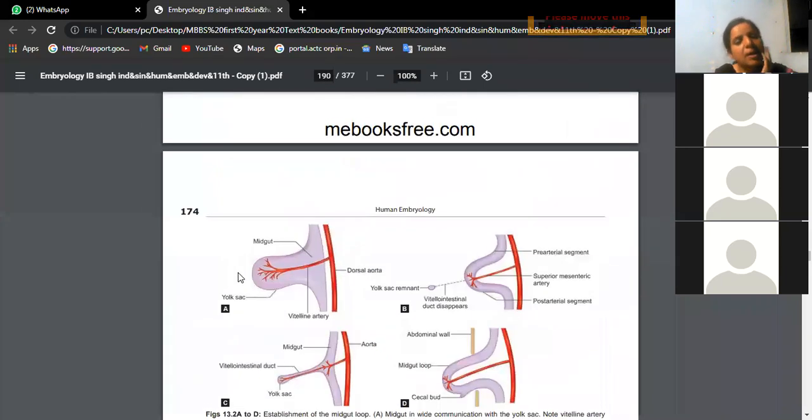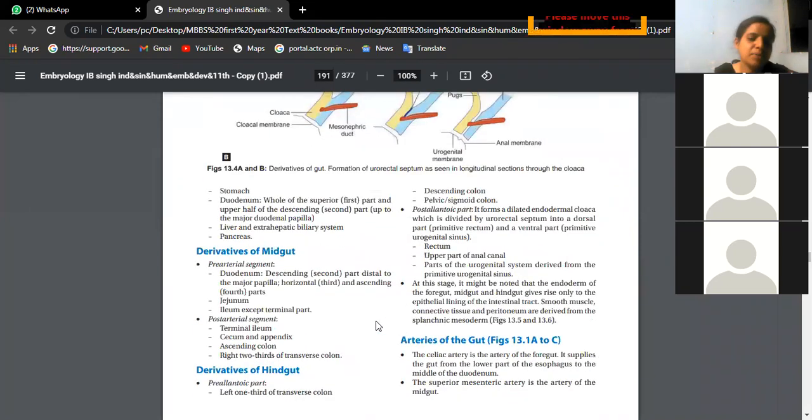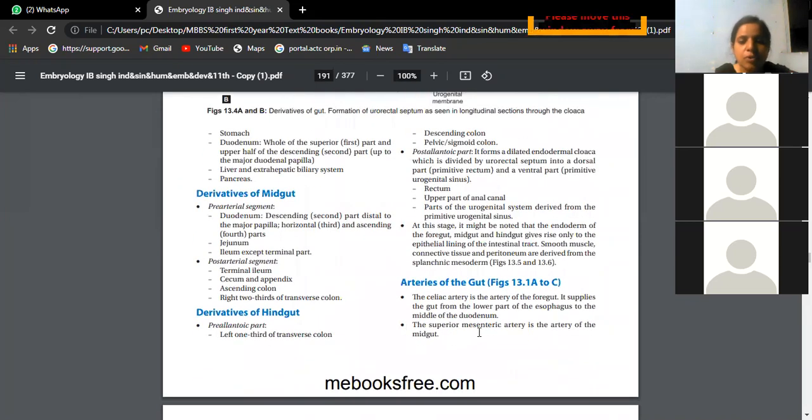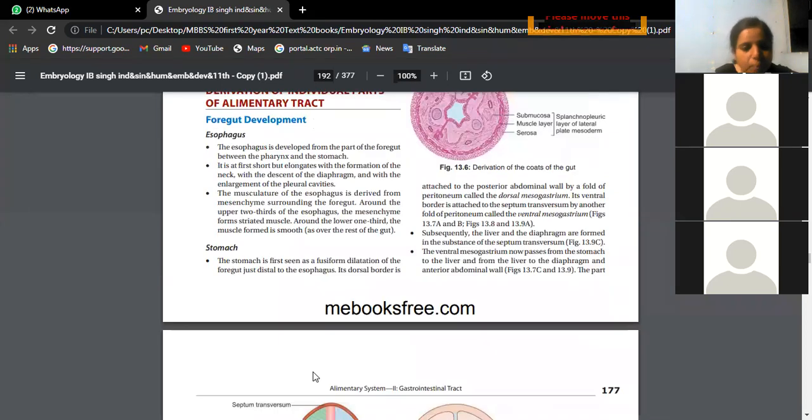That's the reason. See here, the midgut artery is written as vital line. So which artery is it finally named as? Midgut artery is superior mesenteric artery. Okay. Now, the derivatives of the guts and the arteries of each: celiac artery, superior mesenteric, inferior mesenteric. Now, I'm checking what is important.